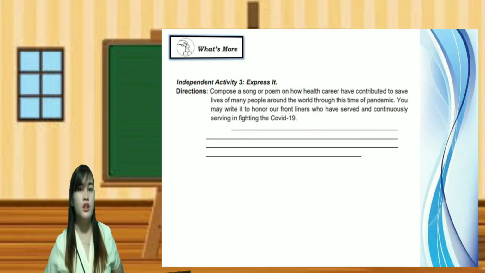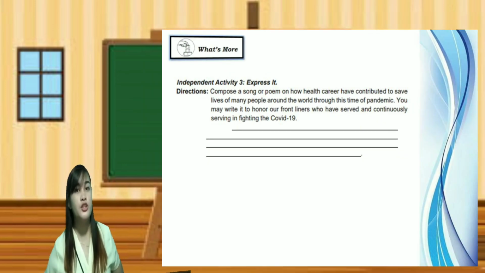Next, independent activity number 3. Express it. Directions. Compose a song or poem on how health careers have contributed to saving the lives of many people around the world through this time of pandemic. You may write it to honor our frontliners who have served and are continuously serving in fighting COVID-19.